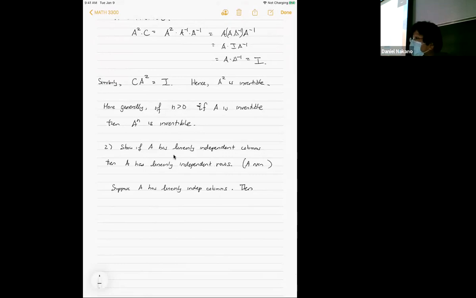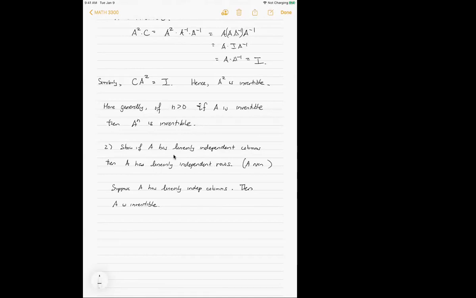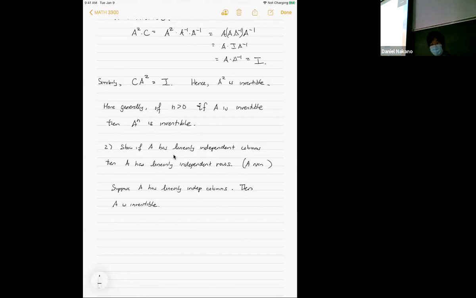So what do we know about A? It has n pivots. It's also invertible, right? Now, what we want to show is that the rows of A are linearly independent. But the rows of A are the columns of what? A transpose. So we want to get from A to A transpose.